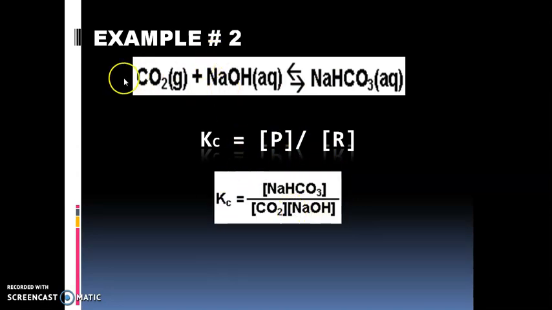Okay student, in example number 2, we observe here carbon dioxide reacts with sodium hydroxide to produce sodium bicarbonate. It is an example of a reversible reaction. How can we write the Kc expression, or equilibrium constant expression, of this equation? Yes, by using this formula, Kc is equal to product over reactant, and now I put these values, this product here and these reactants here. Here this equation is already in balanced form, so there is no power of coefficient appearing in the Kc expression or chemical equilibrium expression.